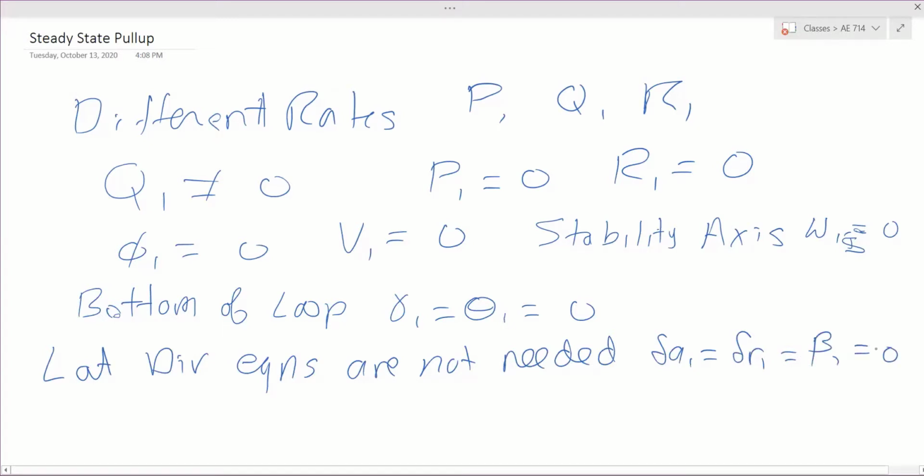Now that said, if we decided we wanted to analyze a one-engine inoperative pull-up, then we'd have to go back to doing the lateral directional equations along with the longitudinal. But we're just going to do a standard pull-up. If you don't have one engine working, you really shouldn't be doing much maneuvering anyway. Definitely not a pull-up. And maybe a real gentle turn.